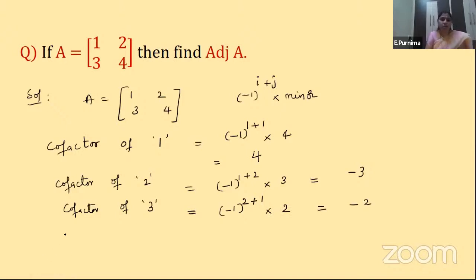Now, the cofactor of 4 is minus 1 to the power of 2 plus 2, second row, second column, into what we are left with: this row and this column are deleted, leaving 1. So minus 1 to the power of 4 is 1 only, and 1 into 1 is 1. Now, what is the cofactor matrix, children? Row wise we write 4, minus 3; minus 2, 1.